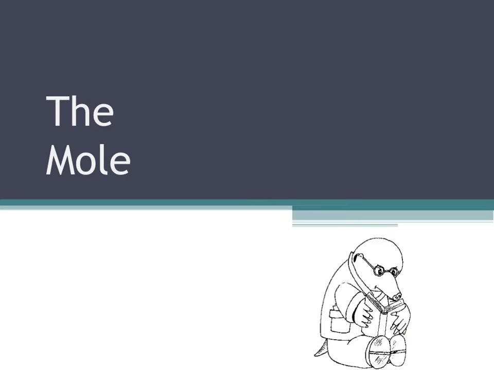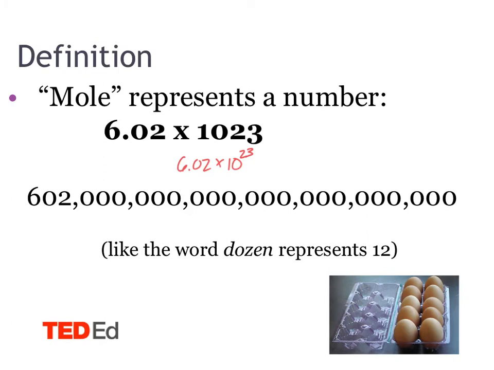All right, so now that we have a good grasp on dimensional analysis and a refresher, we can now get into talking about some mole conversions. Like I mentioned in the very beginning, a mole represents a number, and the specific number is 6.02 times 10 to the 23rd. If you took that decimal and expanded it 23 times, it would turn into this nice long number. Really, really big. So it's much easier to write in scientific notation than in expanded form. Just like the word dozen represents 12, a mole represents 6.02 times 10 to the 23rd.